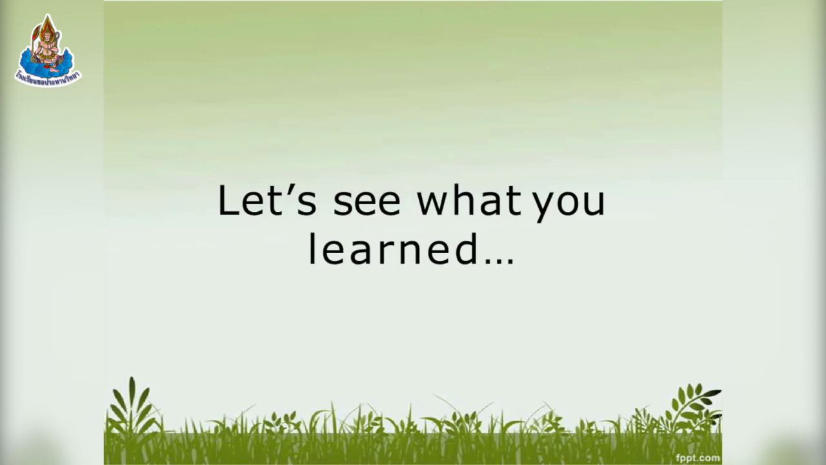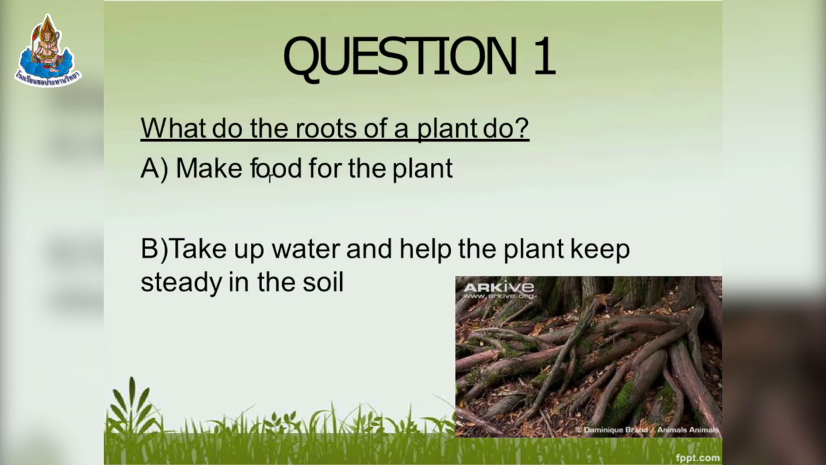Now let's see what you learned. So I have here questions that I would like you to answer. Let's see if you can understand our lesson. So question number 1. What do the roots of a plant do? So A, make food for the plant, or it is B, take up water and help the plant keep steady in the soil. What do you think is the answer? Very good. If your answer is letter B, you are correct.